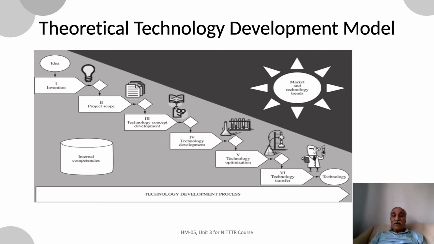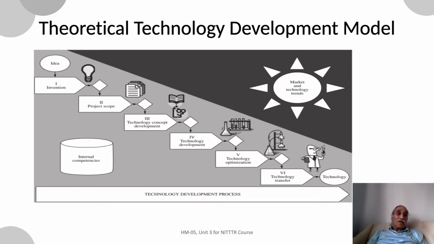And then we start understanding what the issues are, what materials are needed, what subsystems are needed, where to get those subsystems from, how to arrange the chain, and at the end we come up with the technology. And if we want to make it in-house based upon our internal competencies, it's okay. Otherwise, we transfer the technology to other people so that they can produce it and market it.